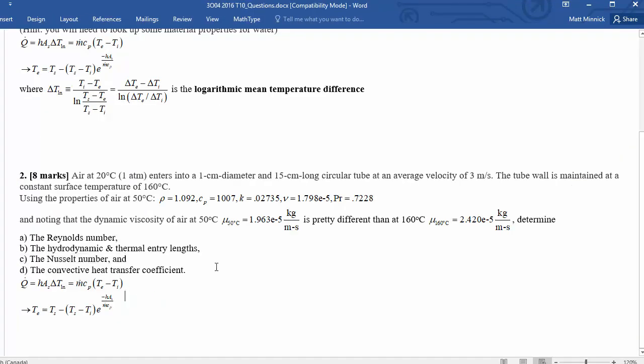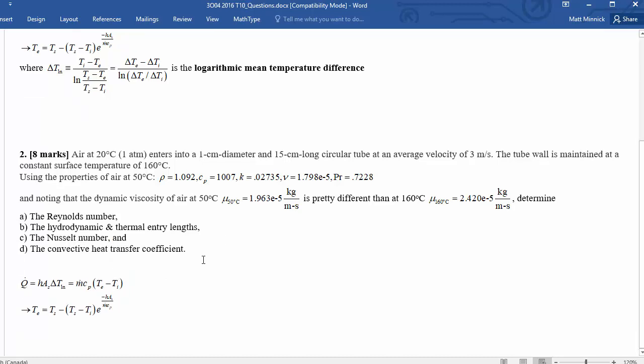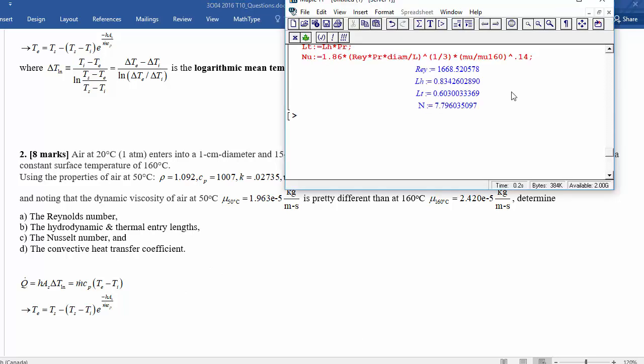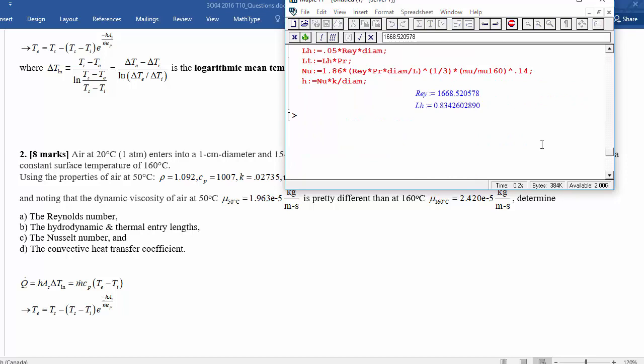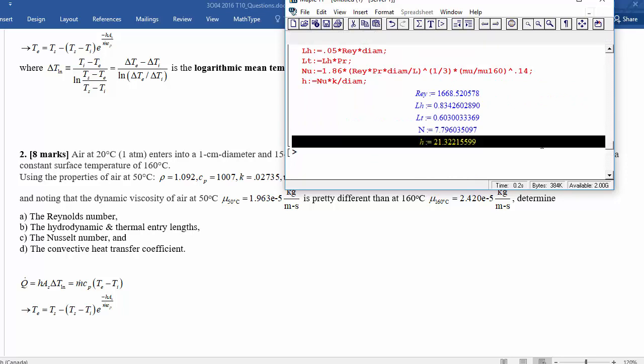Next, it asks us to figure out the convective heat transfer coefficient. So the convective heat transfer coefficient is from the Nusselt number. h would be the Nusselt number times k over the diameter. And we've got 21.3.